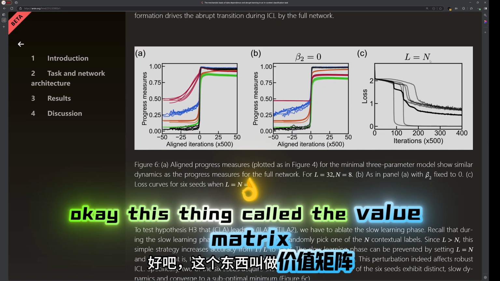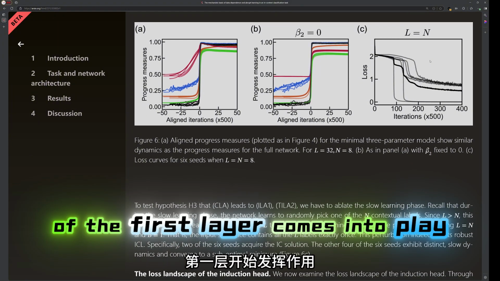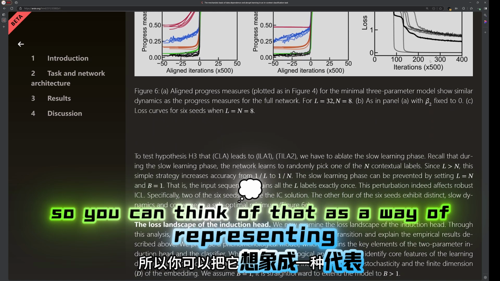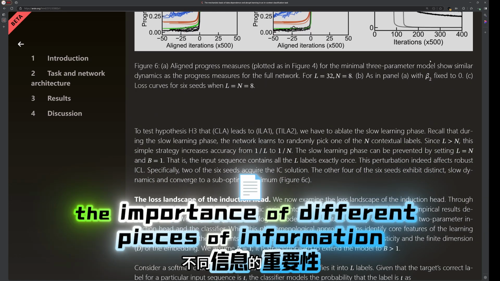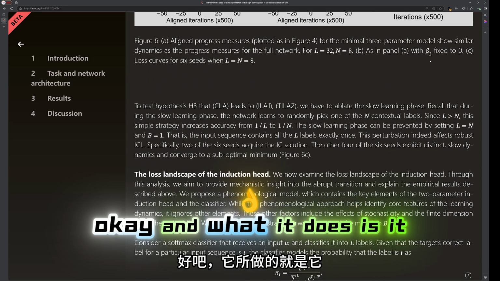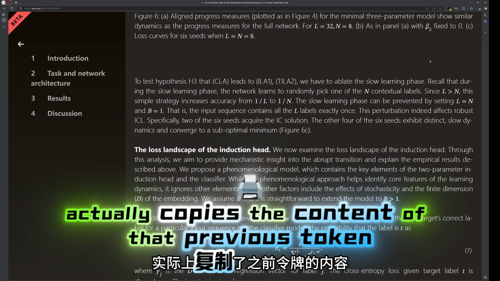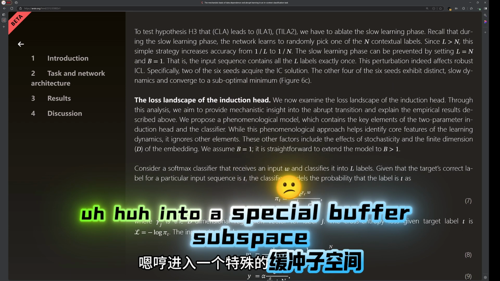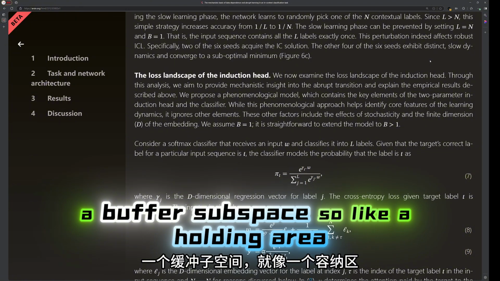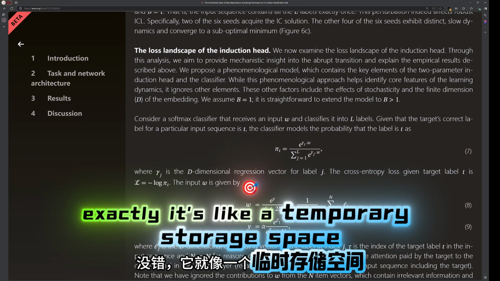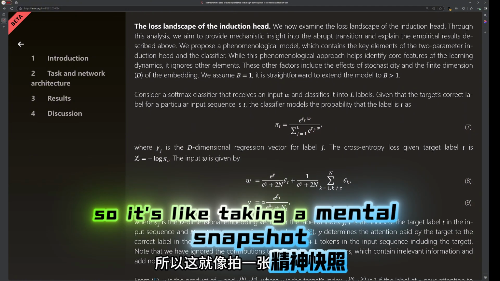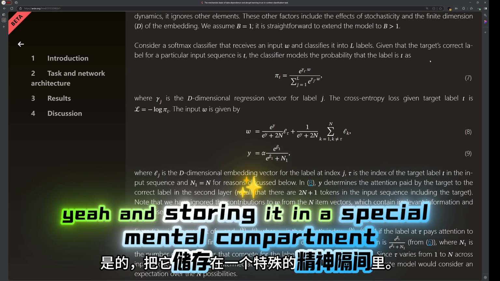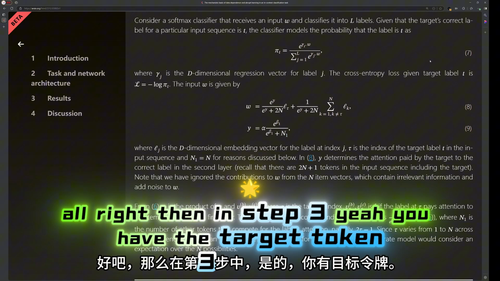And then in the second step, things get really interesting. This thing called the value matrix of the first layer comes into play. The value matrix. Yeah, so you can think of that as a way of representing the importance of different pieces of information. And what it does is it actually copies the content of that previous token into a special buffer subspace. A buffer subspace, so like a holding area. Yeah, exactly. It's like a temporary storage space for that key piece of information. So it's like taking a mental snapshot of that previous token and storing it in a special mental compartment. Interesting.